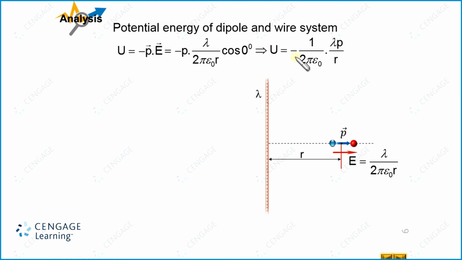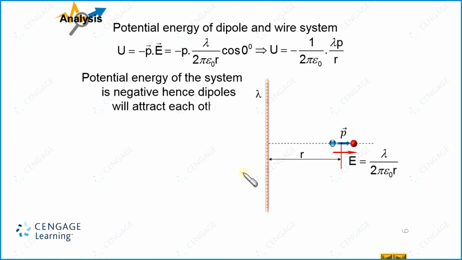And here one thing to be noted, potential energy of the system is negative. That means the system has the negative potential energy. That means the dipole will be attracted toward the wire. There will be a force of attraction of the dipole toward the wire. Now let us calculate the magnitude of the force.